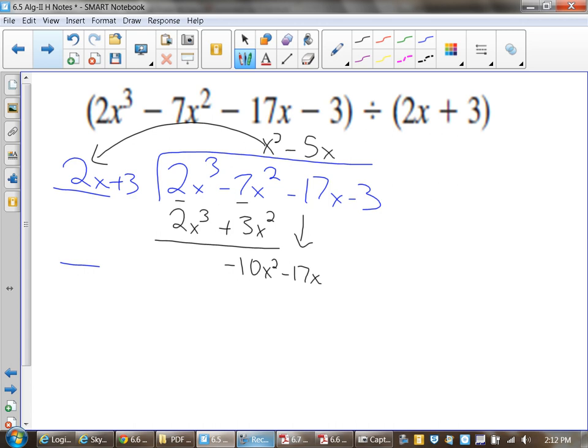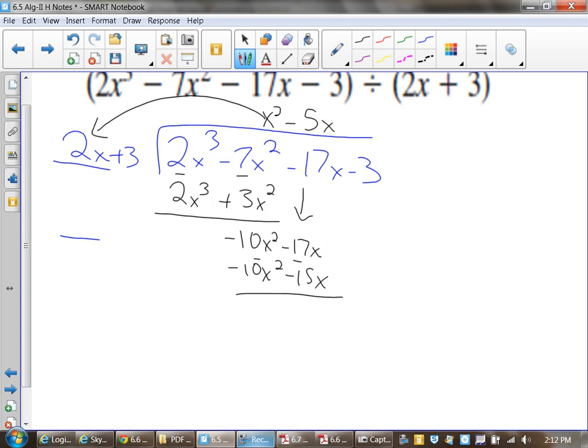Multiply that in again over here. So we have negative 10x squared minus 15x. Once I distribute that negative 5x back over the 2x plus 3, I've written that back down. And now again, I subtract these two terms. Negative 10 minus negative 10 is 0. It's gone. Negative 17 minus negative 15 is how much? Negative 2. Good. So it's negative 2x. And I bring down the negative 3.